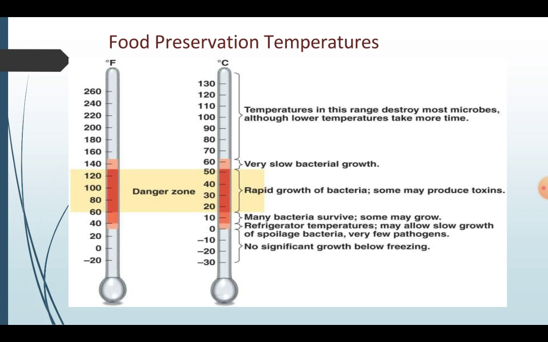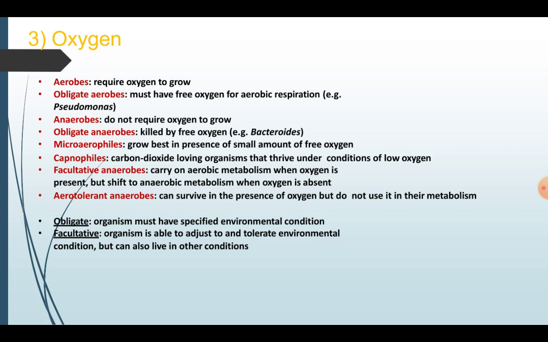Refrigerated temperatures may allow slow growth at 0 degrees Celsius of spoilage bacteria, very few pathogens. No significant growth below freezing, at minus 10 to minus 30 degrees Celsius. The danger zone in Fahrenheit is 60 to 120 degrees Fahrenheit, in Celsius 20 to 50 degrees Celsius.